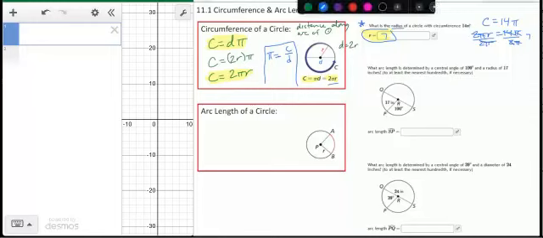Now, there's also an arc length that you need to be able to find. Arc length differs from arc measure. Remember, arc measure represents a degree of rotation that coincides directly with the central angle on an arc. The arc length is the portion of that circle's circumference that's contained between the arc.